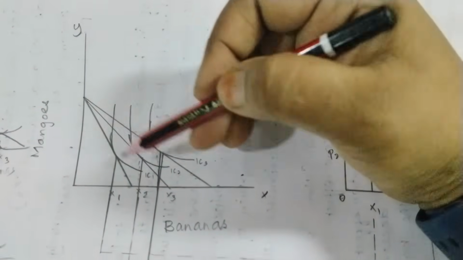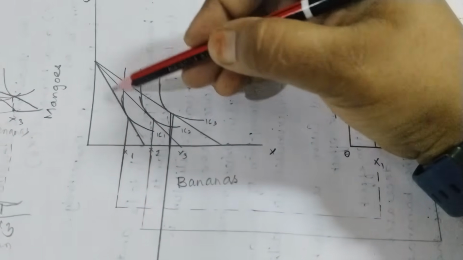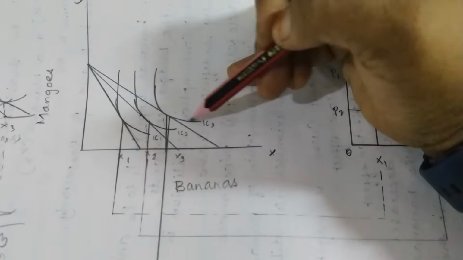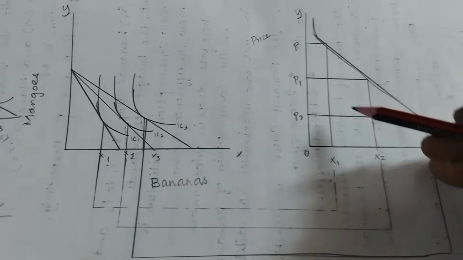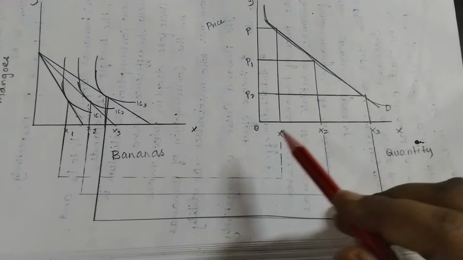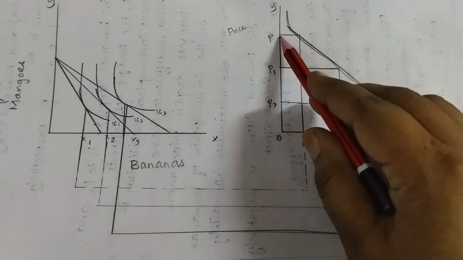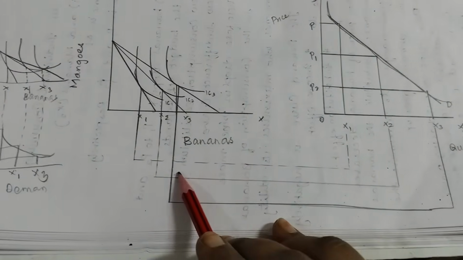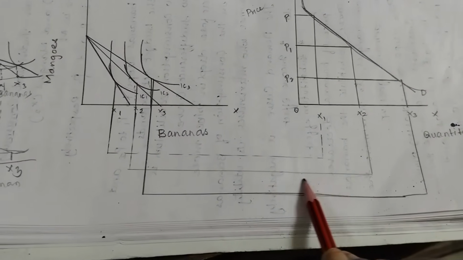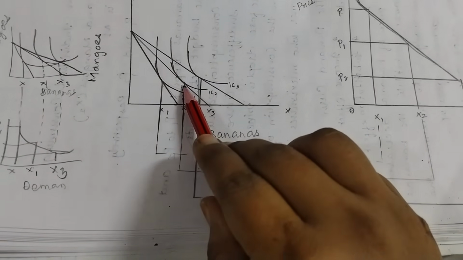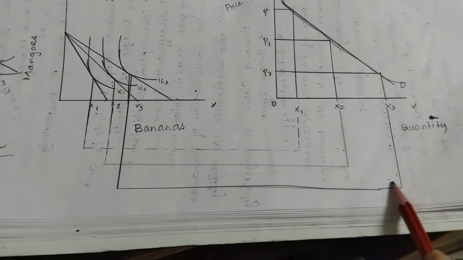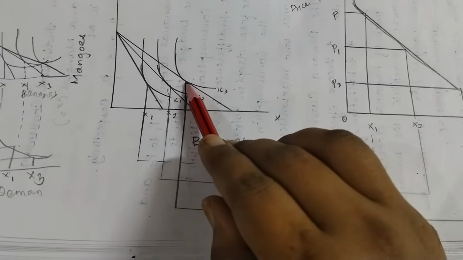Whenever the price of banana is decreasing, the budget line is expanding, so that every time we are reaching a new indifference curve, because the price is getting reduced and the demand is getting higher. When the price was high, it depicts this indifference curve. When the price was less, it depicts this indifference curve. And when the price got reduced more, it depicts a new indifference curve here, you can see.